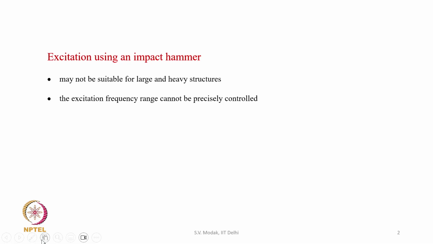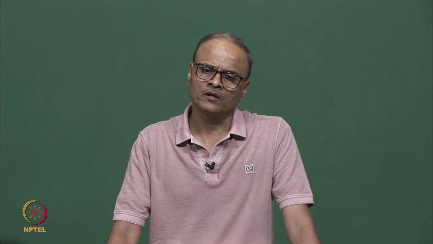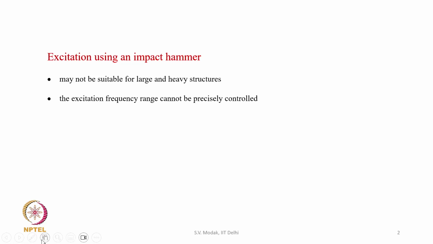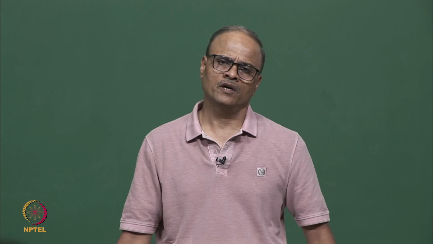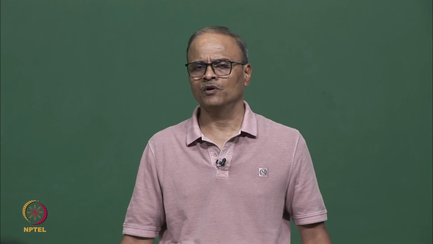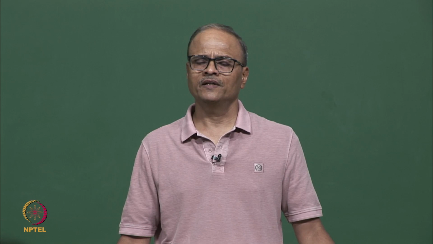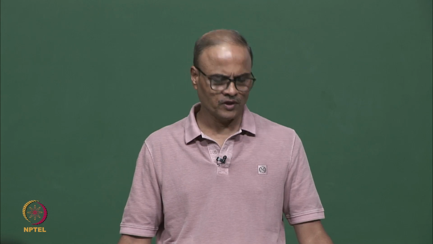The other limitation is related to the fact that the excitation frequency range cannot be precisely controlled. With the impact hammer the frequency range that is excited depends on the contact stiffness between the hammer and the structure, and also the inertia properties of the hammer and the structure. The frequency range with the hammer can be changed by using a different hammer tip, like a rubber tip, plastic tip or a metal tip. However, if we want a specific frequency range to excite, then that control is not possible. So these are two of the limitations of the impact hammer.